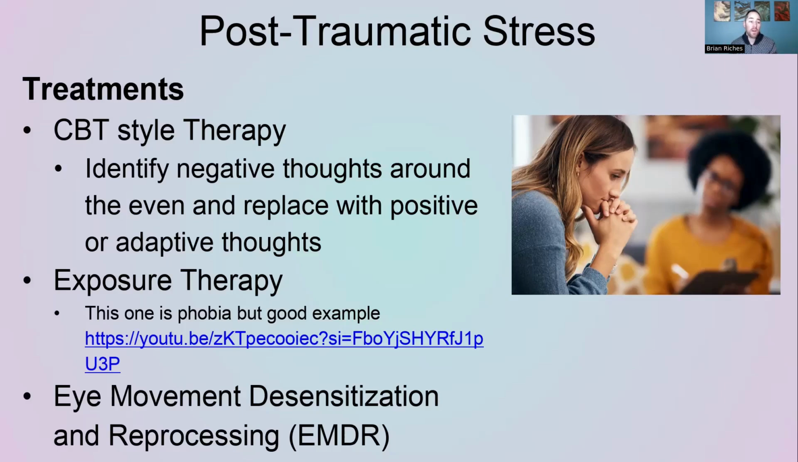Another thing that can be very helpful is exposure therapy. So this is not something to be done on a person's own. This is something to do with a trained therapist. So this example that I'll show some bits and pieces of, the whole video is pretty good, but this is a person with a phobia, so a little bit different, but it does have a good example of incorporating cognitive behavioral therapy and exposure therapy put together to give an idea of what you might do.